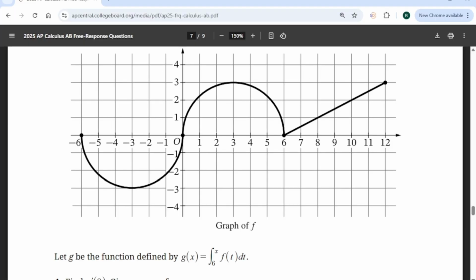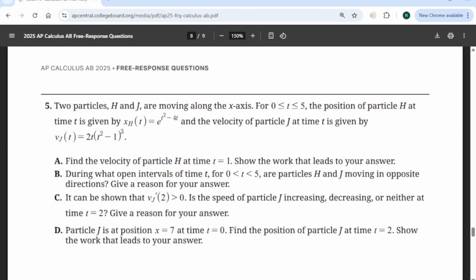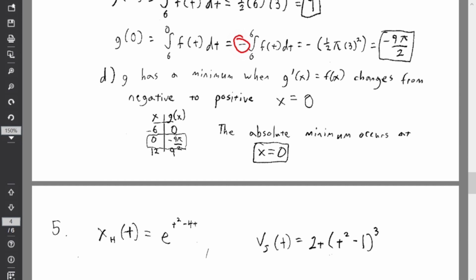Next up, question 5, is our particle question. So we are given the position of h and the velocity of j. So be careful that one of these is position and one of these is velocity. Here we go, part A. Find the velocity of h. Well, if I have the position of h, then to get the velocity of h, let's take a derivative.